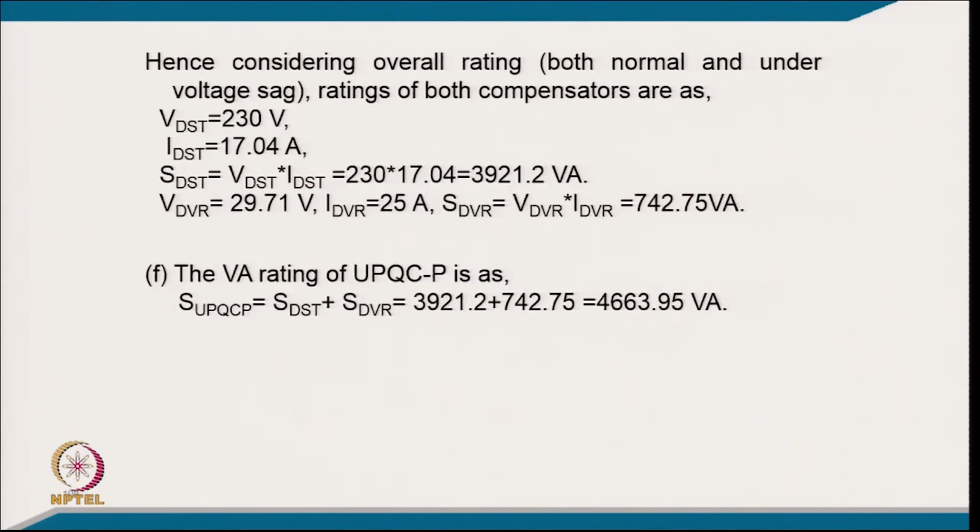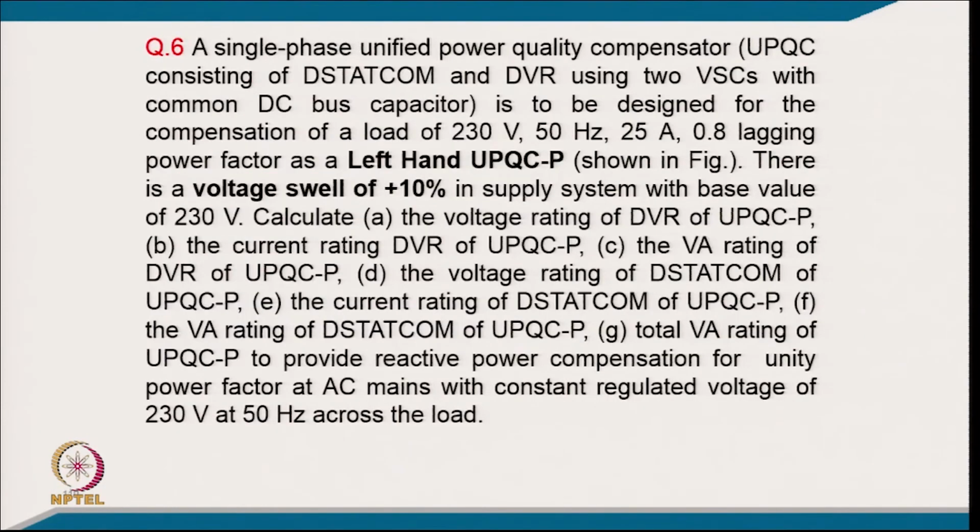Hence, considering the overall rating for normal and under voltage sag, the rating of both compensators are: DSTATCOM 230 volt and current rating 17.04, and the DSTATCOM rating is 230 into 17.04. So, it becomes 3921 VA, and the DVR voltage rating is 29.71 and current is 25 ampere. So, its rating comes 742.75, and the total rating will be SDSTATCOM plus SDVR. So, adding these two, it becomes 4663.95 VA.